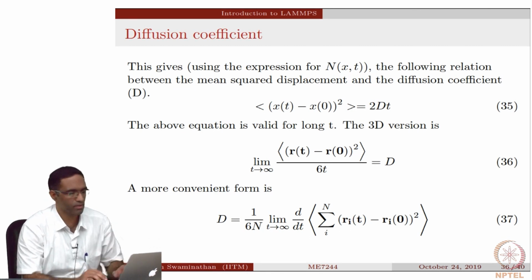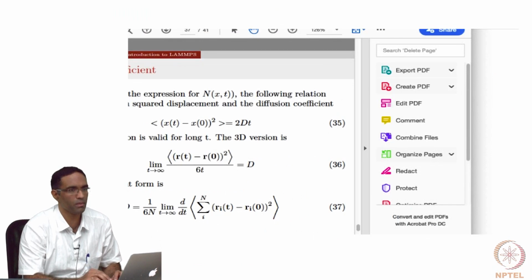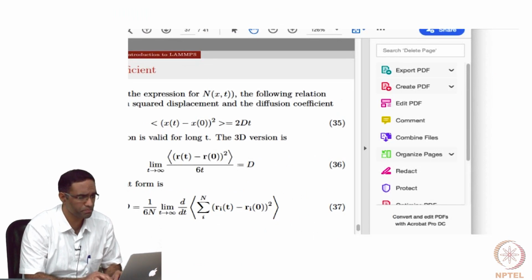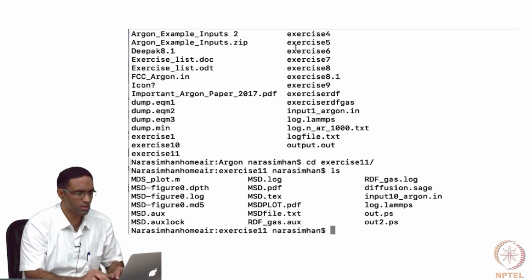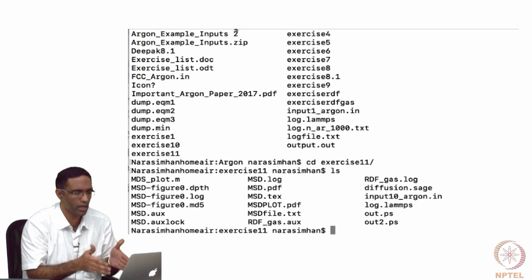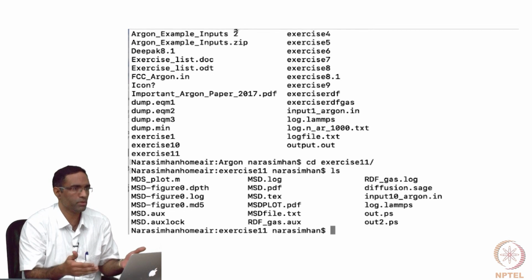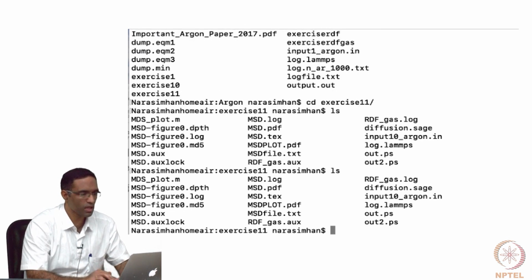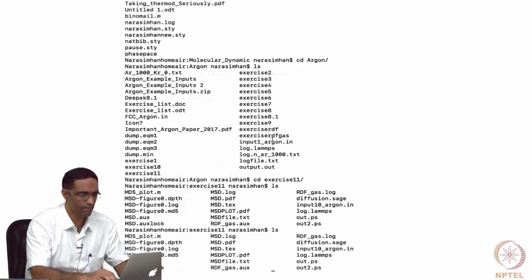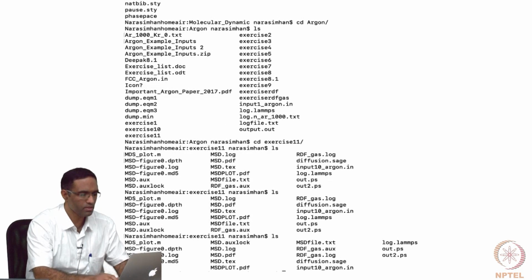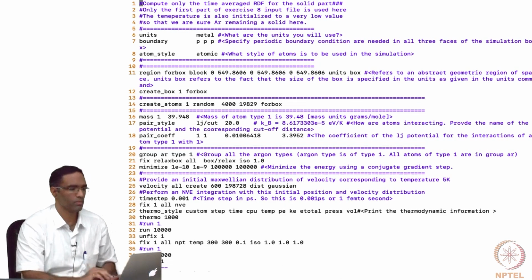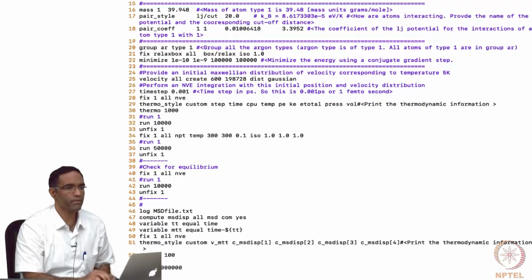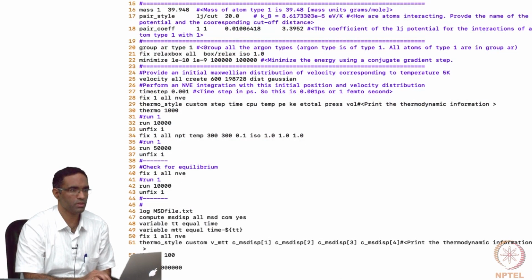The details, you can take a look at some statistical mechanics book and you will find it there. But this part of the course is not about teaching you how to derive this, but to see how we can calculate the mean square displacement with LAMMPS. Okay, so this is done in exercise 11. This is exactly the same input file as the previous exercise, which is 10.